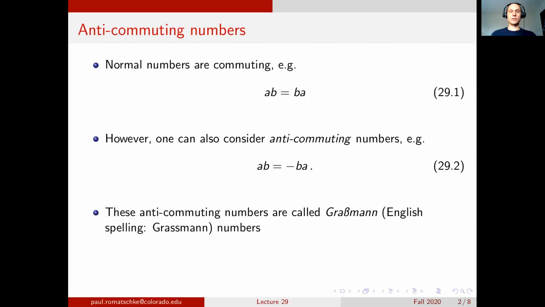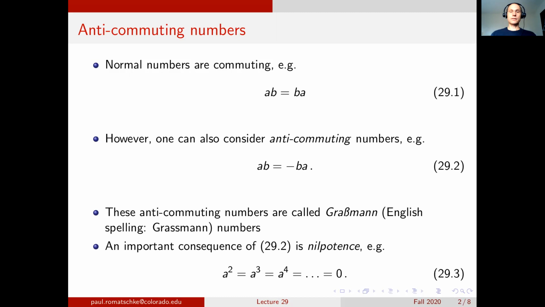The corresponding numbers that fulfill this anti-commutation rule are called Graßmann numbers. In English, the letter S here is sort of spelled out as a double S, which explains the different notation. And these are the numbers that I will be talking about in this lecture.